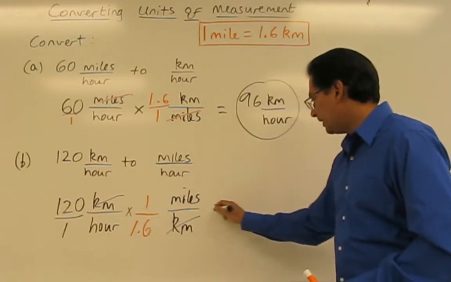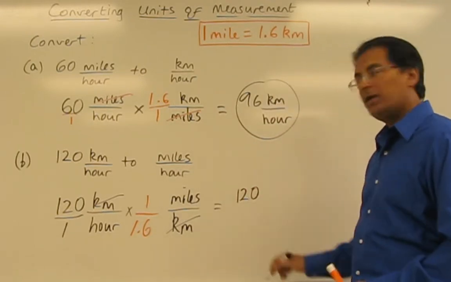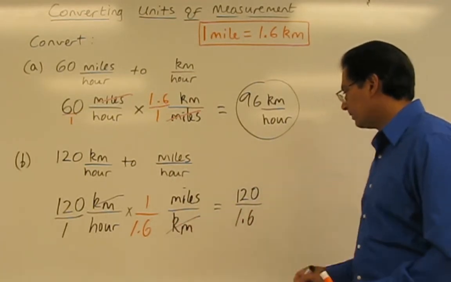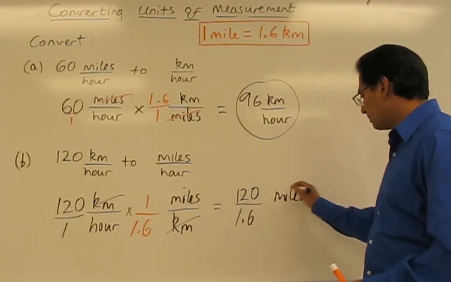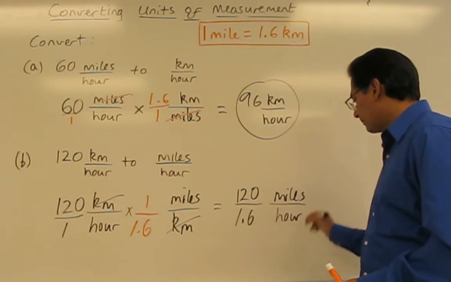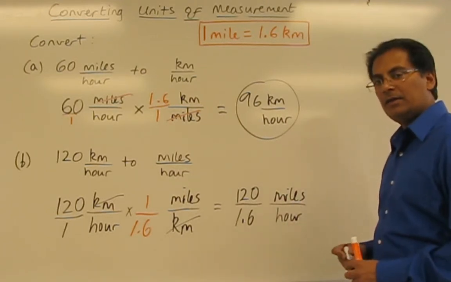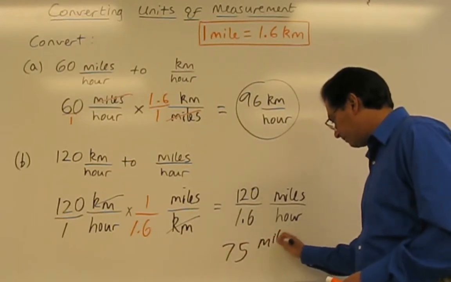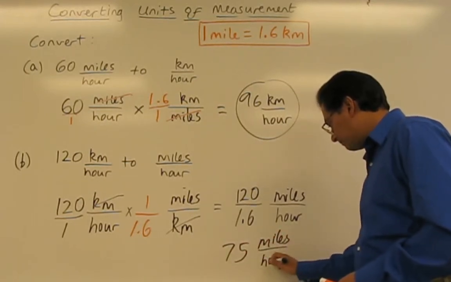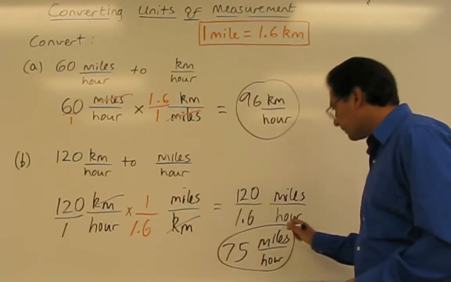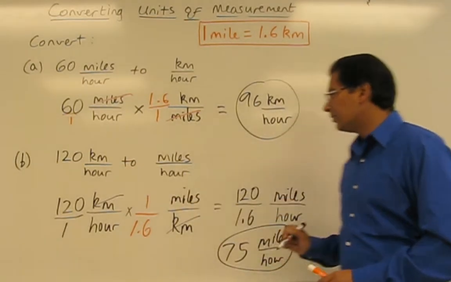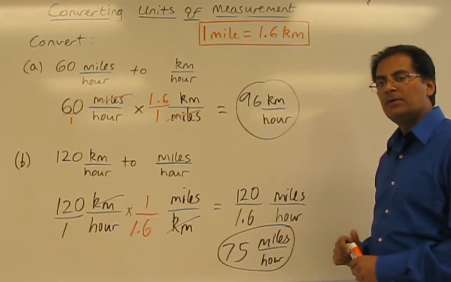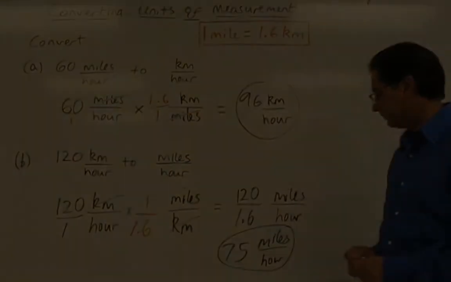But what are we going to get here? We're going to have 120 times 1, which is 120, divided by 1 times 1.6 miles per hour. And so we have to do that calculation, and we get 75 miles per hour. So we see 120 kilometers an hour is the same as 75 miles an hour. We'll take one more example.